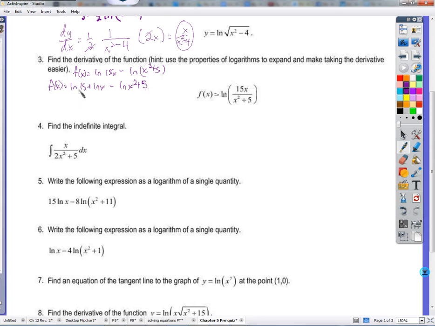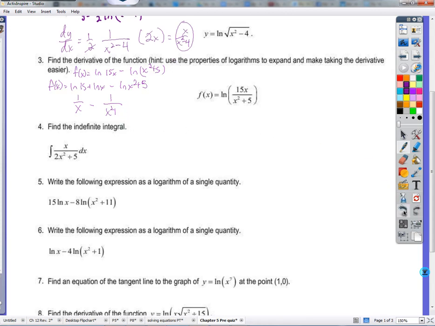The natural log of 15 is just the exponent you would need to use on e to get 15. E to the something is 15, and that's this number. The point is, this is a constant. This is a number. And the derivative of any constant is 0, so this would be 0. The derivative of the natural log of x, that's our basic derivative of a natural log. It's 1 over x. Minus, this is very similar to the one we just did in the previous problem.